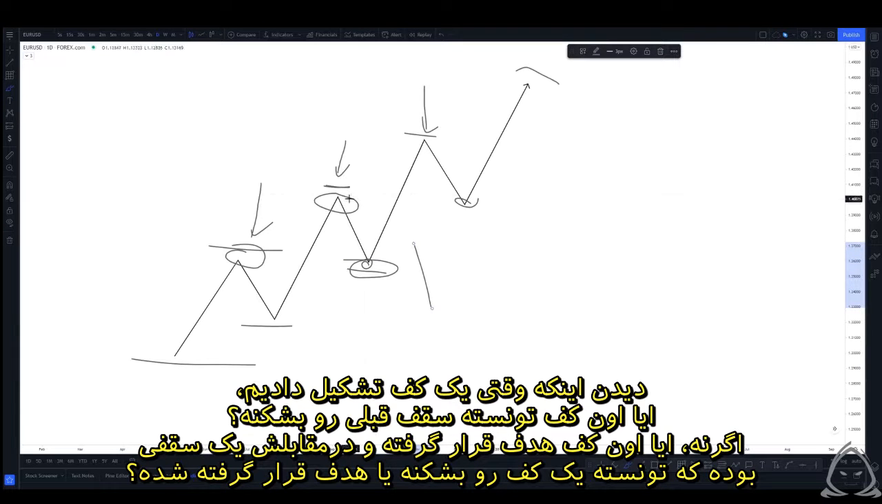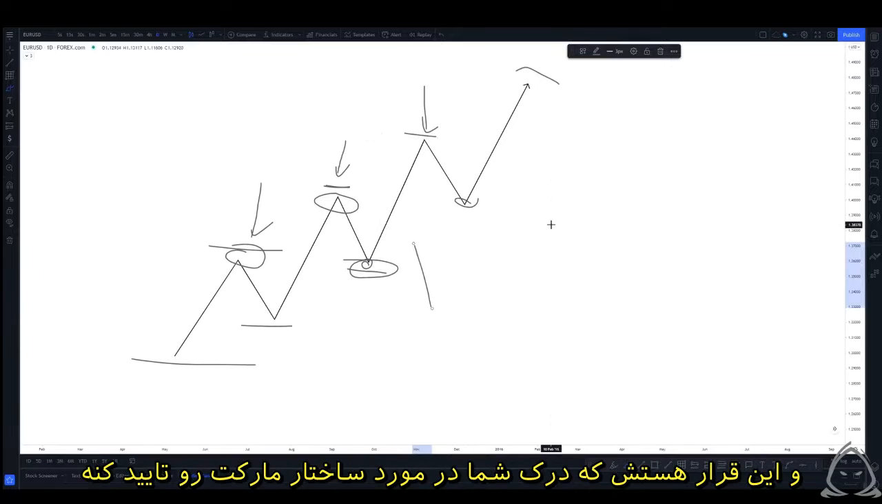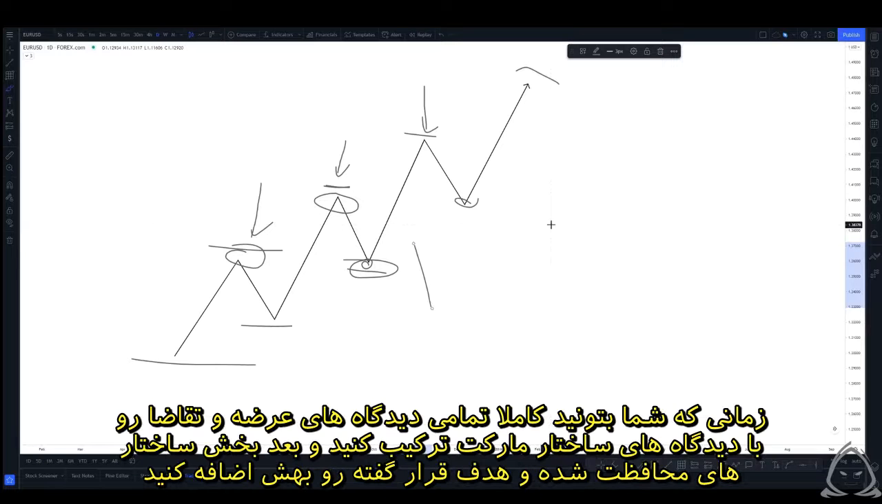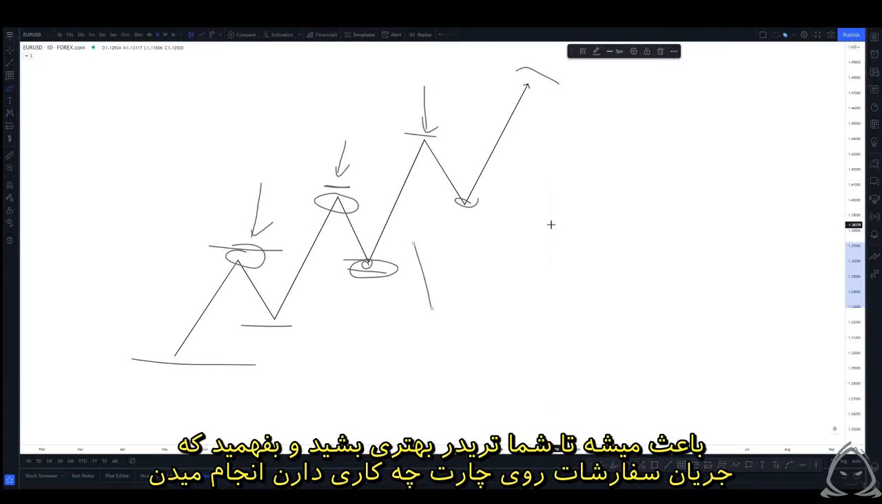And on the flip side, was a high successful in taking out a low, or was it targeted? What this is going to do is just reaffirm your understanding of market structure and trend, and it's going to take you to a whole new level once you're able to fully integrate all of the supply and demand concepts into the market structure concepts, and then apply the protected and targeted structural components to that. It's going to make you a more robust trader in understanding the order flow that's happening on the charts.